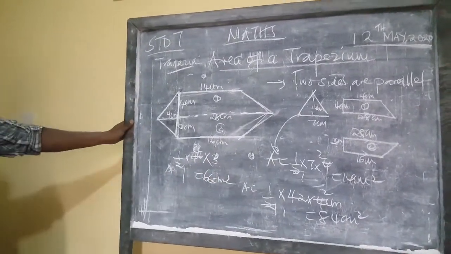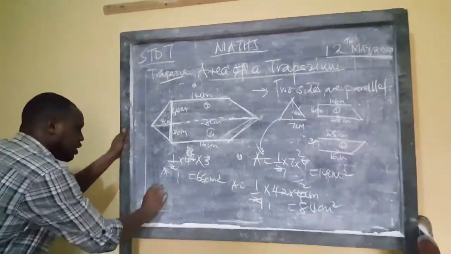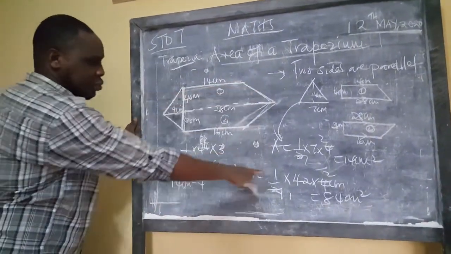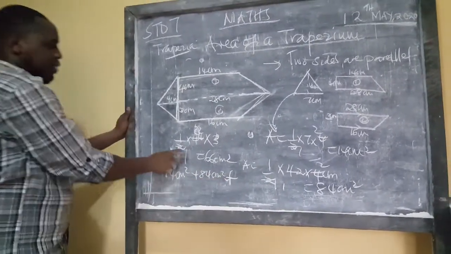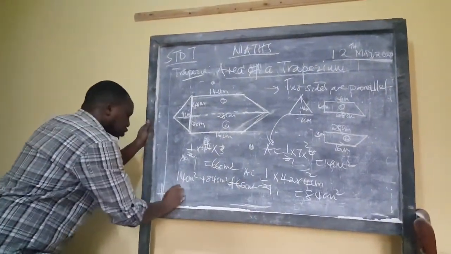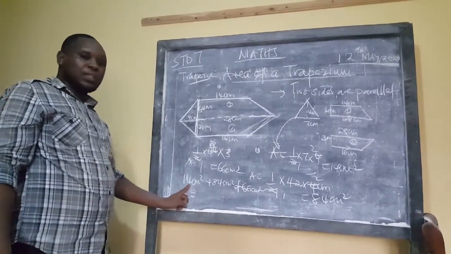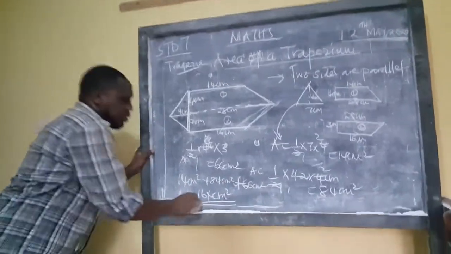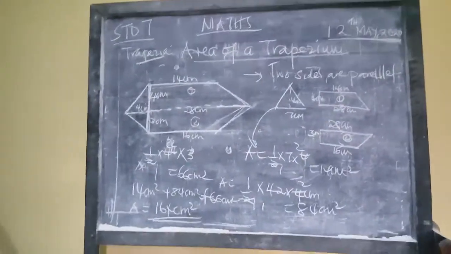So for us to get the total area here, we are going to get the area of the triangle. The area of the triangle is 14 centimeters squared. We are going to add the area of the first trapezium, which is 84 centimeters squared, plus the area of the second trapezium, which is 66 centimeters squared. If you add these, you get 150. 150 plus 14 is going to be 164 centimeters squared. So that's how you can do that, learner.